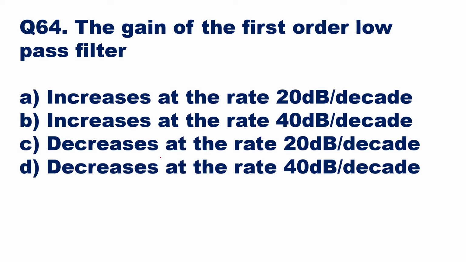The gain of a first order low pass filter. Okay, the gain of a first order low pass filter. Options are: A, increases at the rate of 20 decibels per decade. Option B is increases at the rate of 40 decibels per decade. Option C is decreases at the rate of 20 decibels per decade. And option D is decreases at the rate of 40 decibels per decade. Now, these are the options.